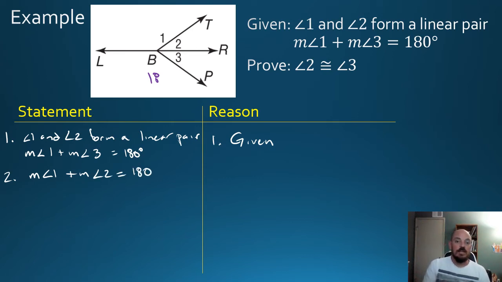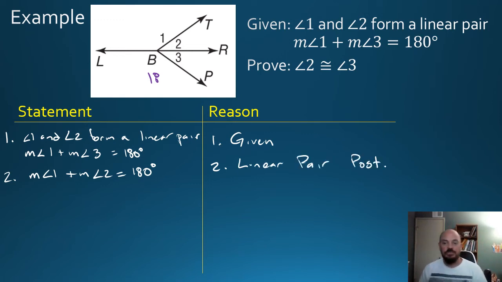The way I know that is because it says in the given information that 1 and 2 are a linear pair, and the linear pair postulate says that linear pairs add up to 180. So my reason is the linear pair postulate. I'll do POST to abbreviate postulate.